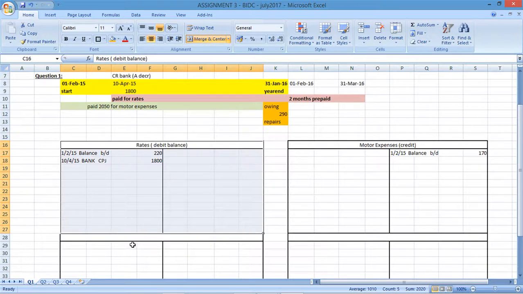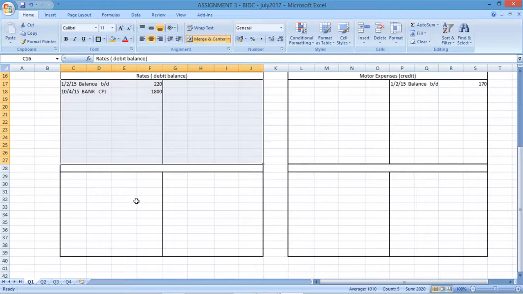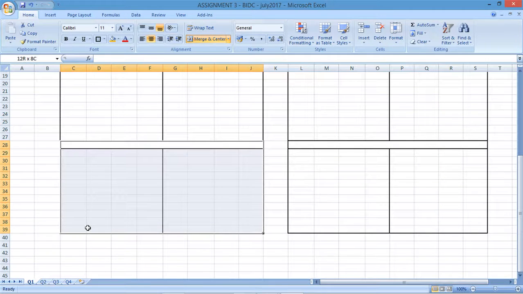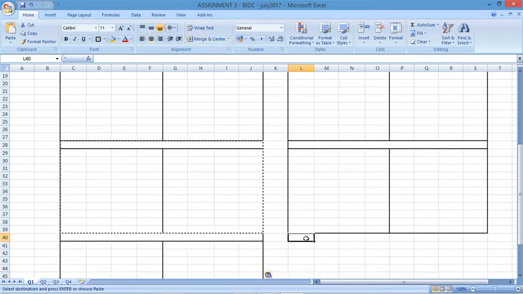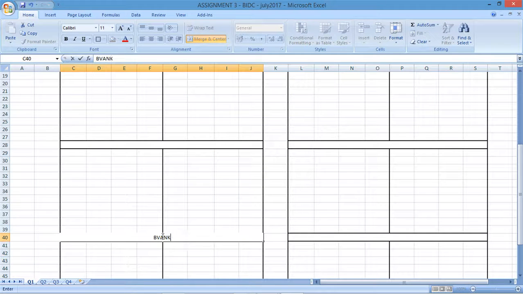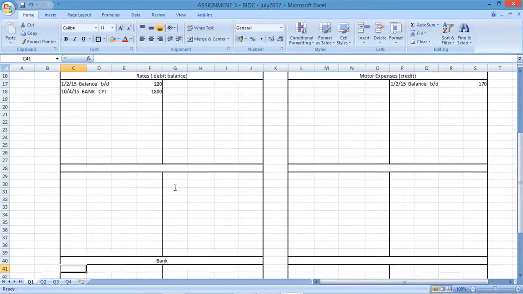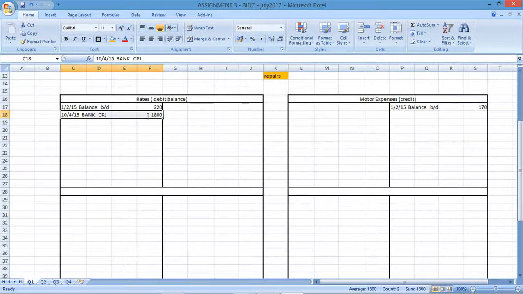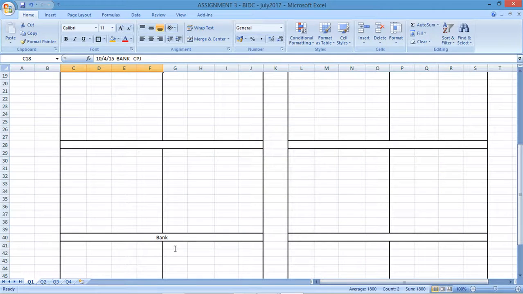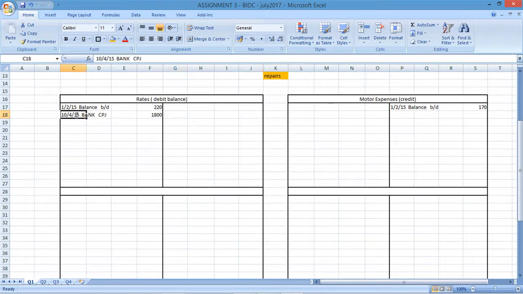They didn't ask you for any other ledger accounts. You could draw up a bank account if you wanted to. I'm going to show it purely as additional. So I would have shown bank here, and obviously in bank you would have had the credit, because you're debiting this account, rates, and you're crediting that account, bank, for the payment.